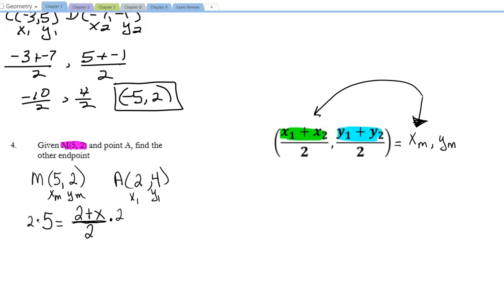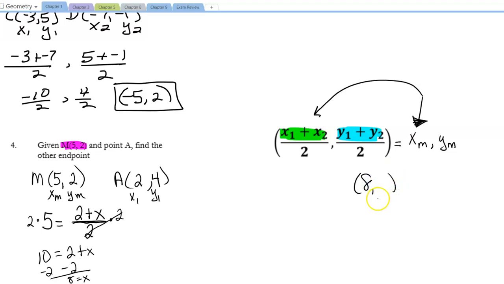Now, on the right side, your goal was to get rid of this 2. So I don't actually distribute, I just cross this off. And on the left side, 2 times 5 is 10. So I get 10 is equal to 2 plus x. And now you just have to get rid of that positive 2. And the way we get rid of a positive 2 is by subtracting 2 on both sides. So we get x is 8. So for the other endpoint, my first answer is 8.